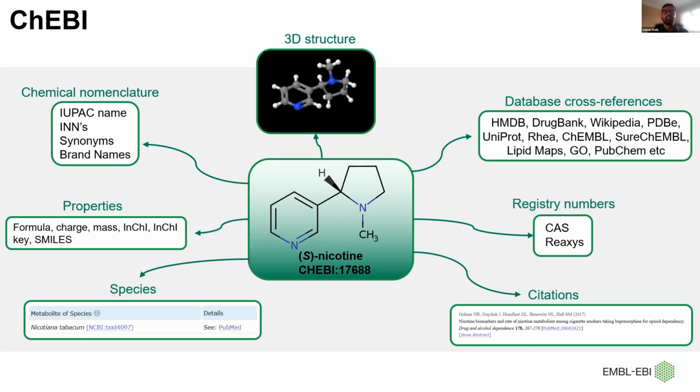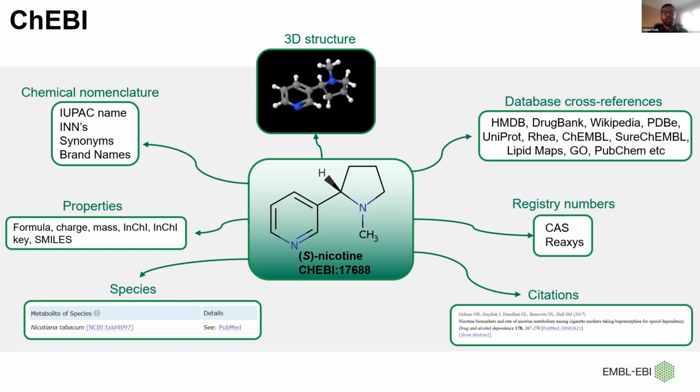ChEBI also provides database cross-reference links to around 65 different resources, and some of these resources are domain-specific. For example, if the entity is found in those resources, we'll map to that resource from ChEBI. So a lot of these mappings are done by UniChem, so we map via InChIKeys. And we also provide registry numbers to some commercial databases, such as the Chemical Abstracts Service registry databases.